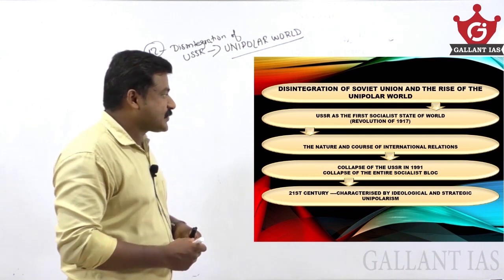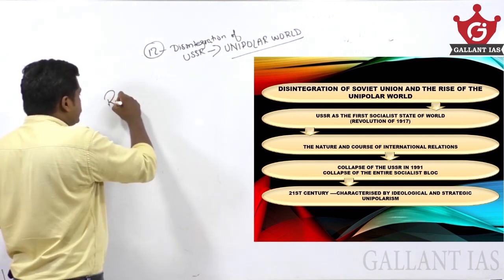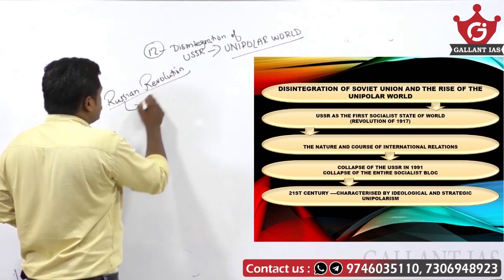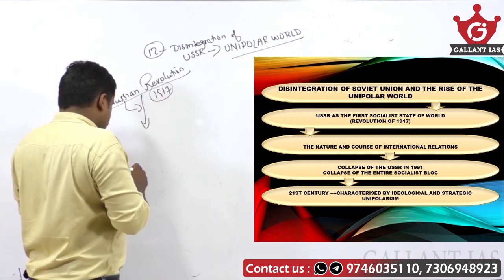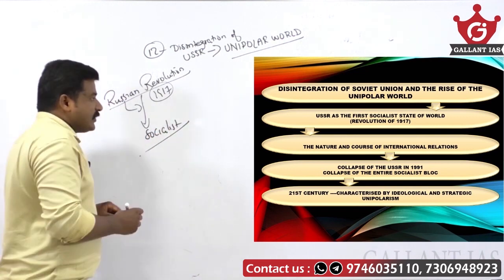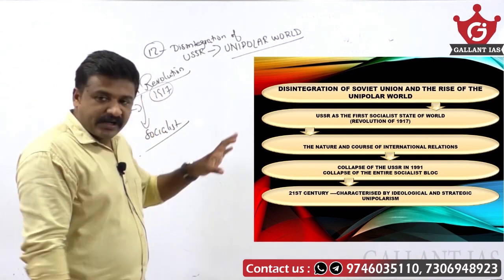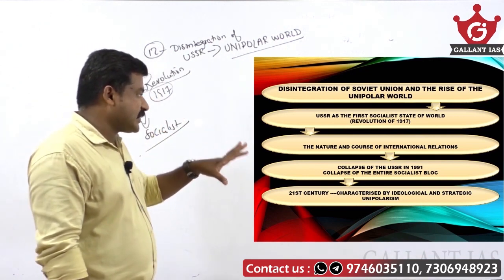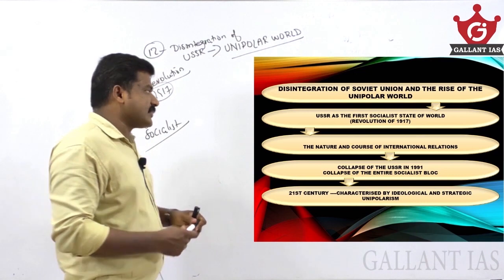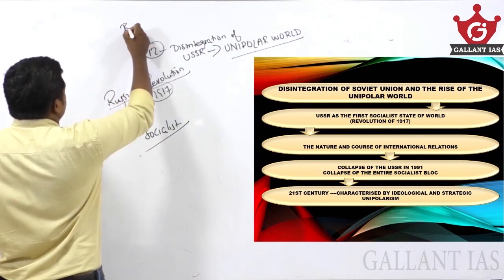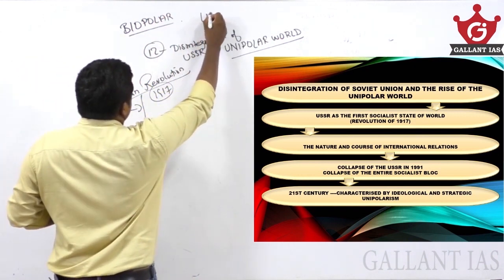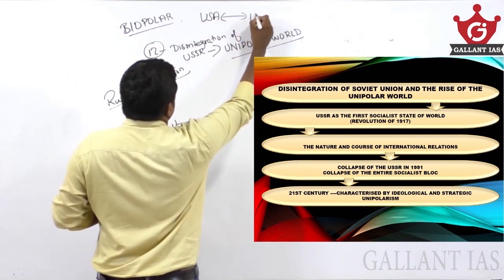USSR as the first socialist state of the world. We know that after the Russian Revolution, which we discussed, in 1917, there was the formation of the first socialist state, USSR. And obviously the rise of USSR resulted in the world getting divided into two blocs, a bipolar world. On one side it is USA, and on the other side it is USSR.